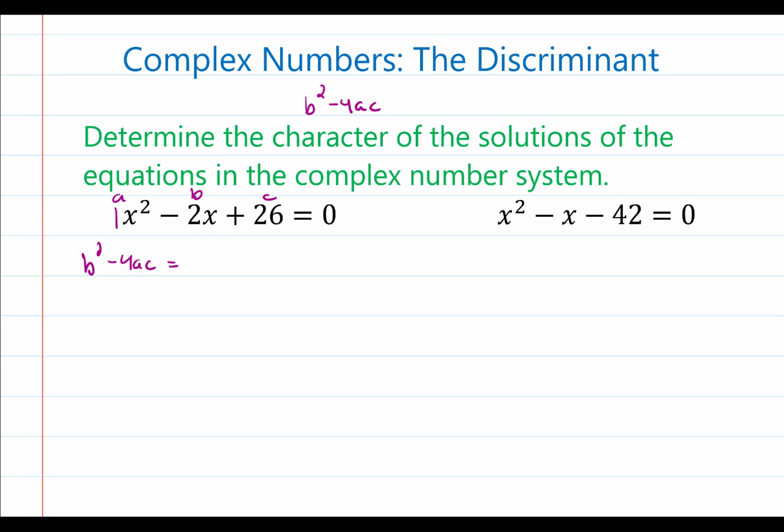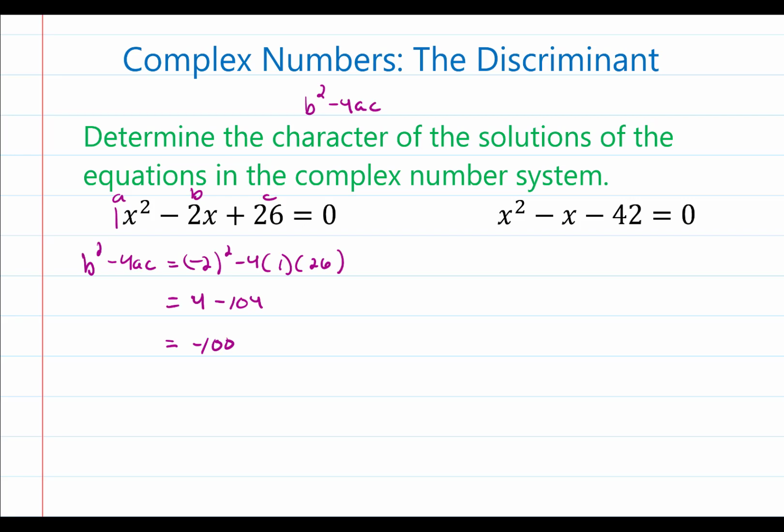So in this case, it's going to be negative 2 quantity squared. Very important that you put that in parentheses when written and also when you use your calculator. Minus 4 times a, which is 1, times c, which is 26. Now we simplify this expression to get a value, and so we get positive 4 minus 104, then the difference there is going to be negative 100.